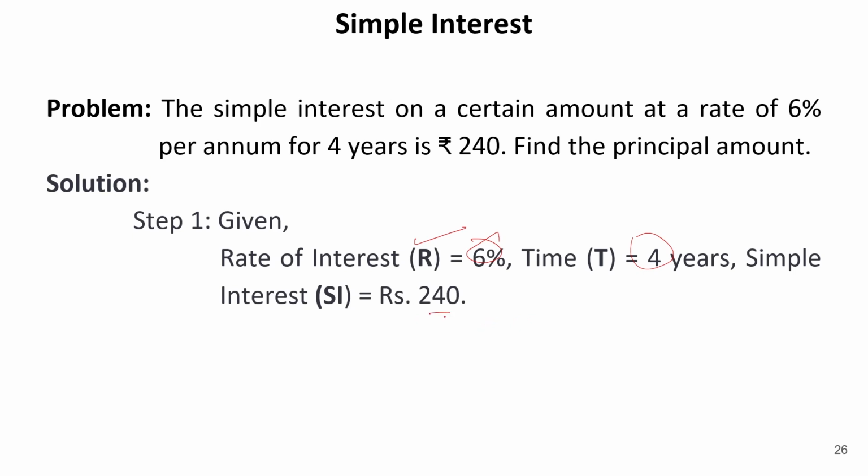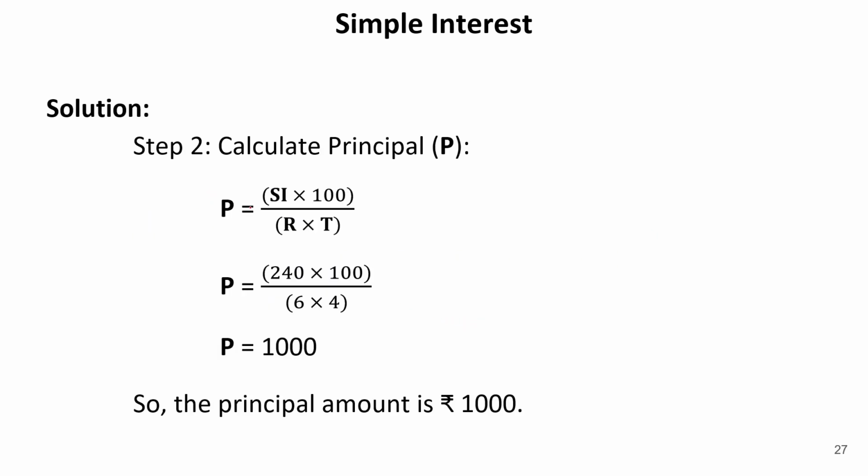So PRT is equal to 240. Okay, that is what is given to us. PRT by 100 is equal to 240. So P is equal to SI into 100 by RT. So this will be 240 into 100 whole by 6 into 4, which is equal to 1000. So the principal amount is 1000 rupees.